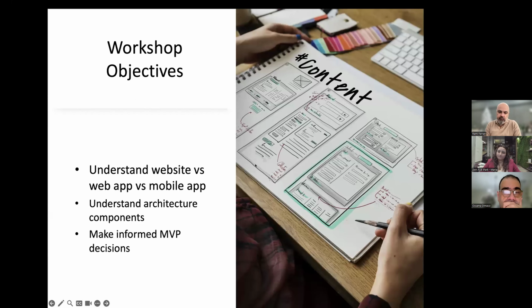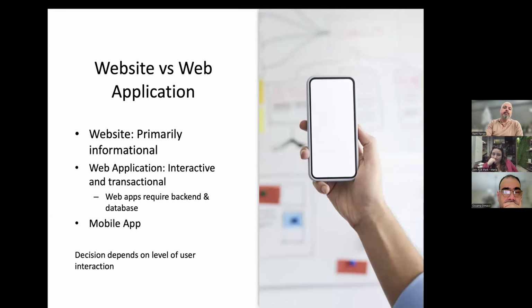Hopefully by the end of the next 20 minutes, you will be able to understand what's a website versus a mobile application versus a web application and high-level architectural components and make informed decisions for your MVPs. So a website is primarily informational, like the AUB website, other websites that you can see. And I think someone is annotating.